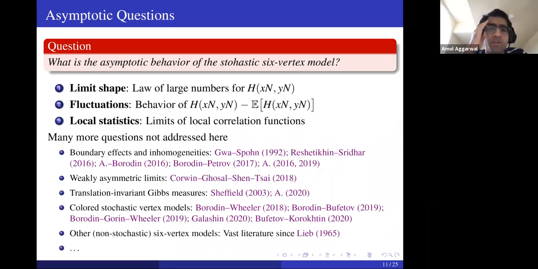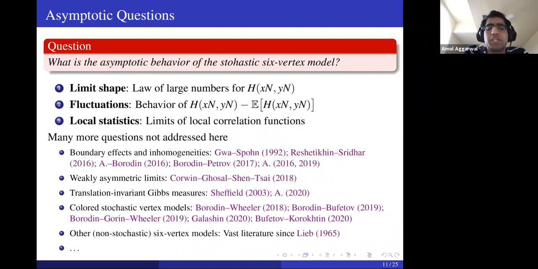I'll try to describe in heuristic terms what that means in a little bit more detail later on. Okay, now I should say that this is only the start of a huge domain. There are many more questions you could be asking here. You can be asking about how the boundary data affects the model. You can be asking, if I make the weights different in different vertices, these are called inhomogeneities, how does that affect the model? I can take weakly asymmetric limits. Those who are aficionados of KPZ know that if you take the asymmetric exclusion process, you can scale that, and you'll get a stochastic PDE. You can do the same thing with the six vertex model.